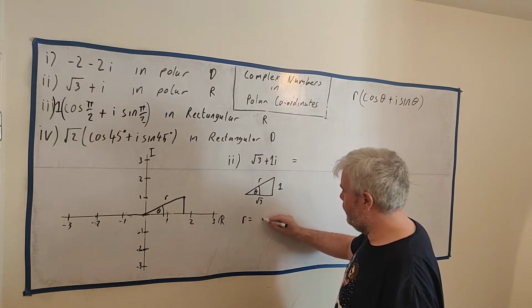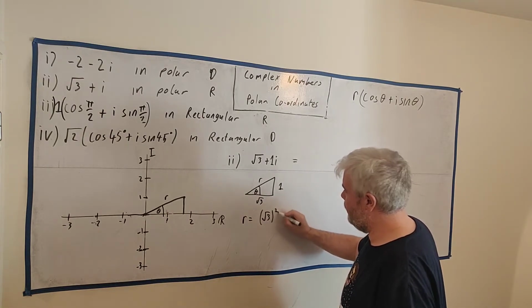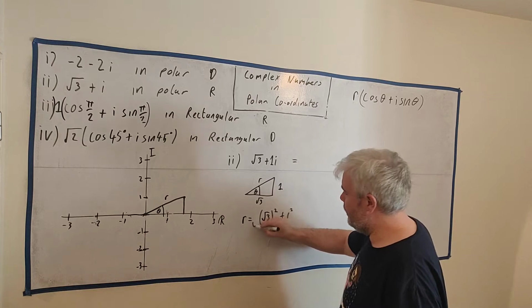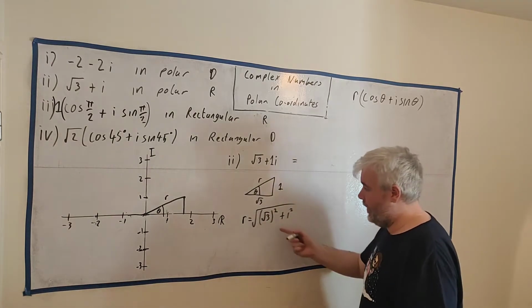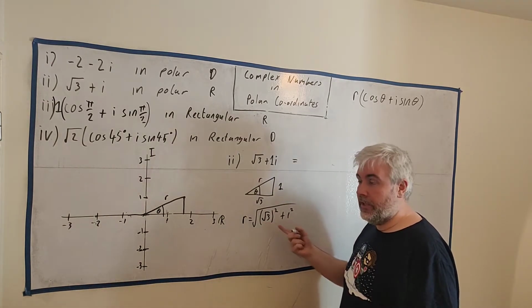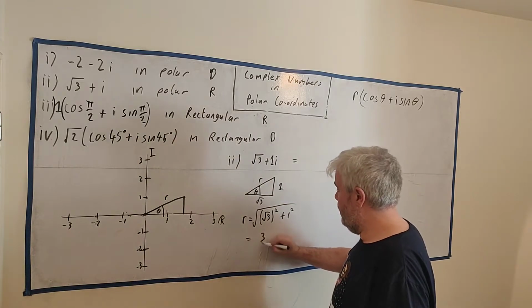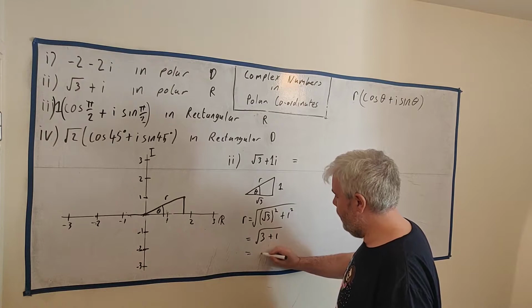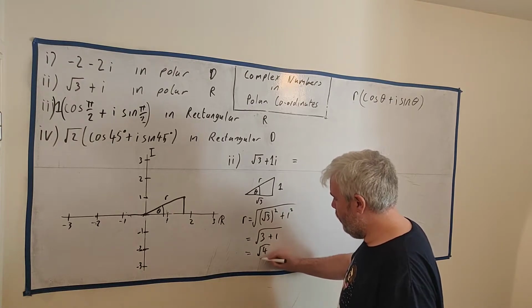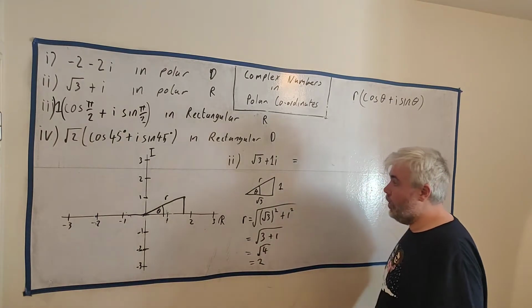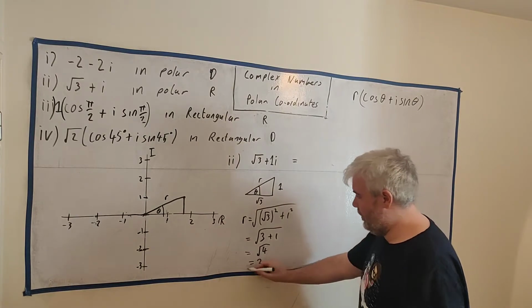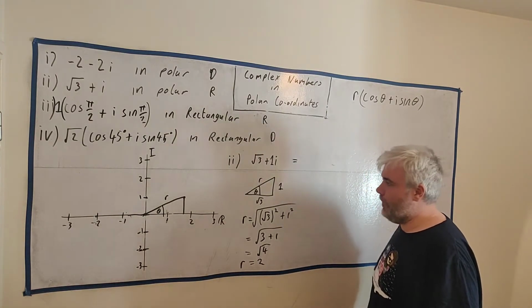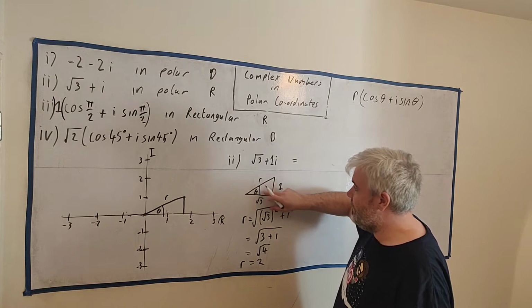r is equal to the square root of 3 squared plus 1 squared, all the square root of it. Square root of 3 squared is 3. And 1 squared is 1. Square root of that, which is equal to the square root of 4, which is equal to 2. r is equal to 2. Let's write it there. r is equal to 2. Okay, what else do I need? I also need the angle.